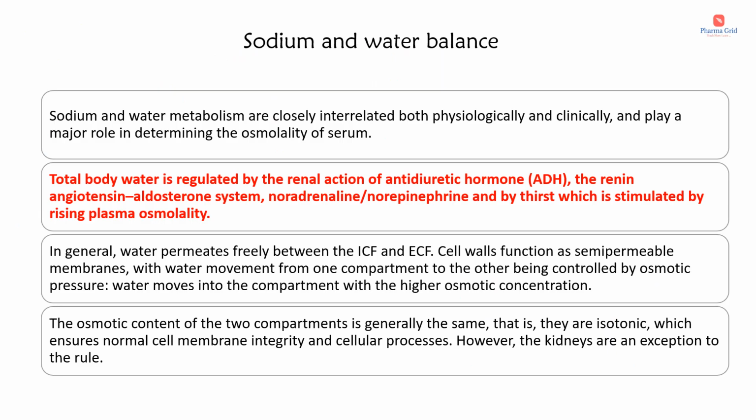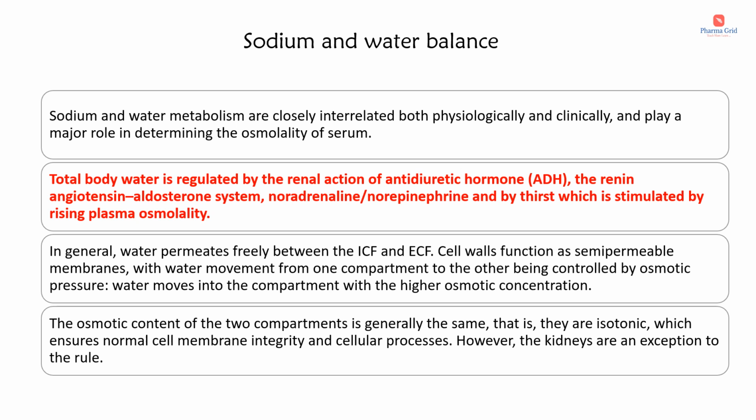Sodium and water balance. Sodium and water metabolism are closely interrelated both physiologically and clinically, and play a major role in determining the osmolality of serum. Total body water is regulated by the renal action of ADH, which means antidiuretic hormone, then the renin angiotensin aldosterone system, norepinephrine, and by thirst, which is stimulated by rising plasma osmolality. In general, water permeates freely between the ICF and ECF.